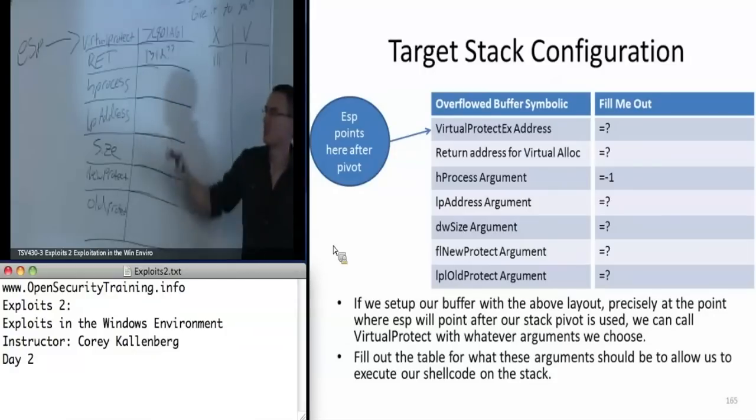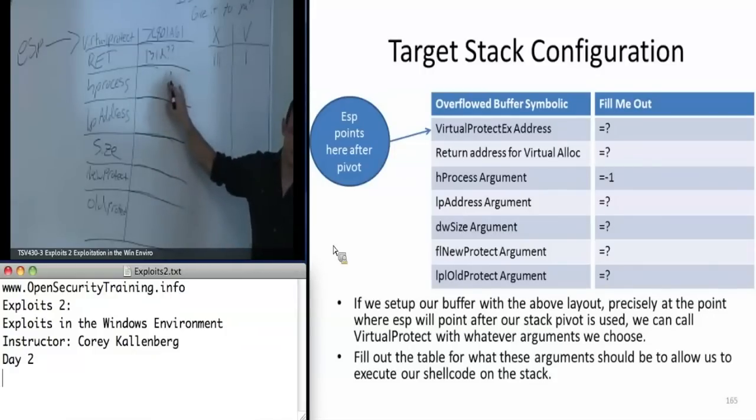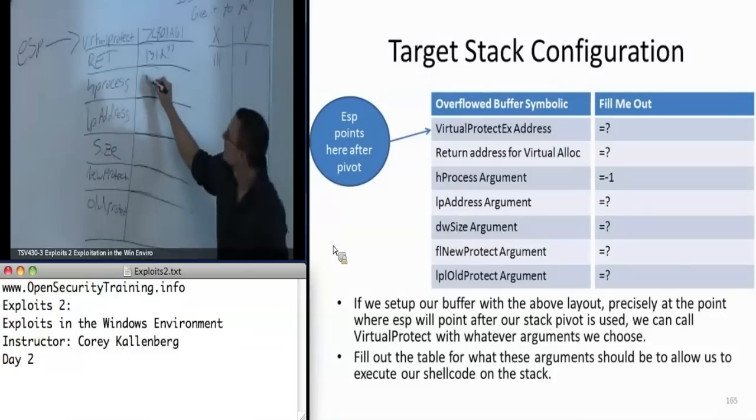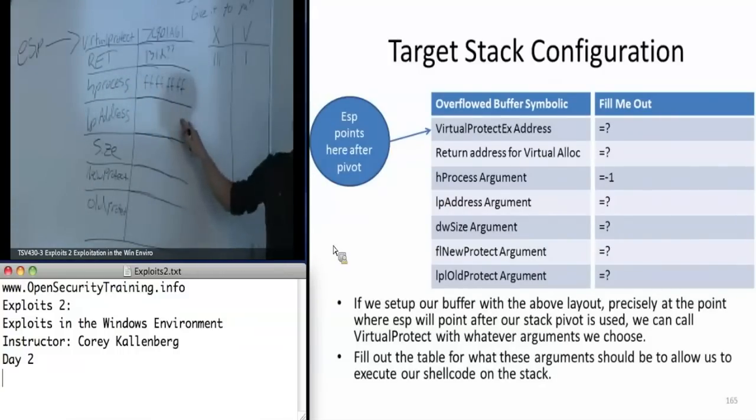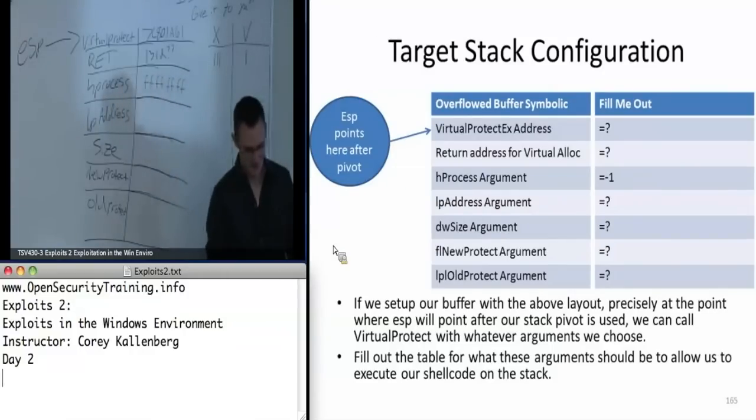All right, hProcess, what should this be? And what is that in hexadecimal? What should this be? lpAddress. The base is... So I put 13F000, which kind of gives you the low end of the stack range.